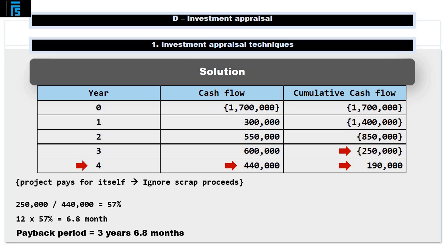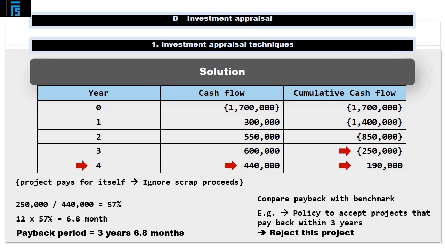In order to decide whether or not to proceed, the payback period calculated needs to be compared to some relatively arbitrary benchmark. For example, the company may say, we only accept projects that pay back within 3 years, in which case we'd reject this project as it takes longer than 3 years to pay back.